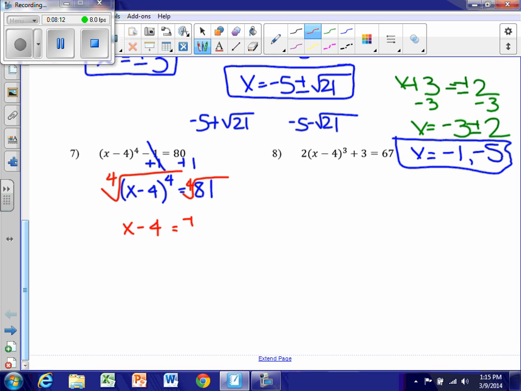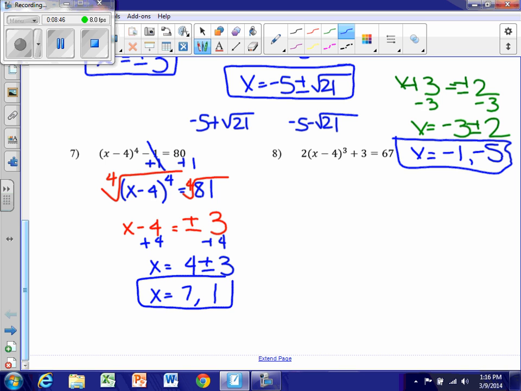The root is even, so I have to put a plus and minus. And earlier we worked out the 4th root of 81, and it came out to be 3. So I already know that one's going to be 3. Then I have to get the x by itself by adding 4. Anytime there's a plus and minus, whatever you add goes in front of the plus and minus. And since neither one has a square root anymore, I actually have to work out 4 plus 3 and 4 minus 3. So my 2 answers are 7 and 1.